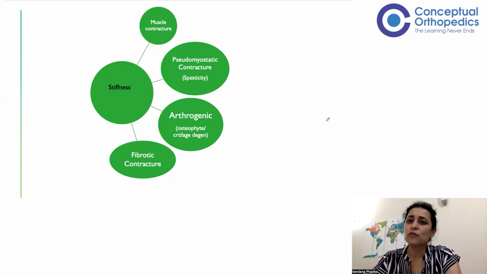We may also not be able to move the joint through an adequate range because of joint-related or arthrogenic reasons. There could be an osteophyte or cartilage degeneration which could cause it, or there could be fibrotic contractures as well.